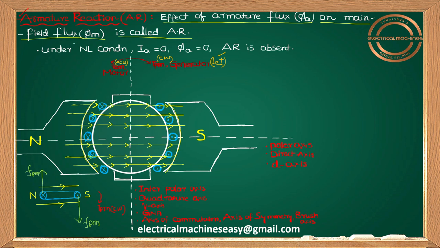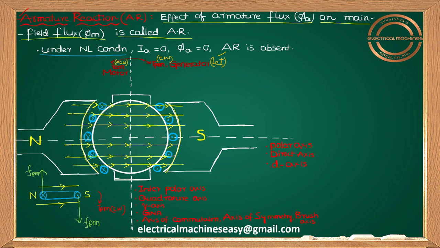So try to understand, guys. Under no load condition, what about armature current? It is zero. That means here, cross and dot, I don't have any cross or dot. Simply the IA value will be equal to zero. If IA is equal to zero, then armature flux phi A is equal to zero.